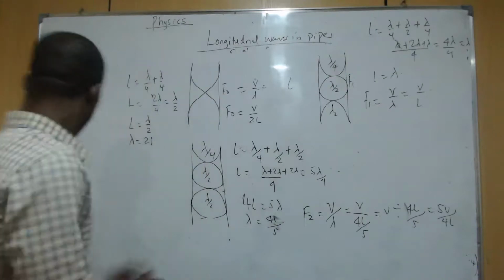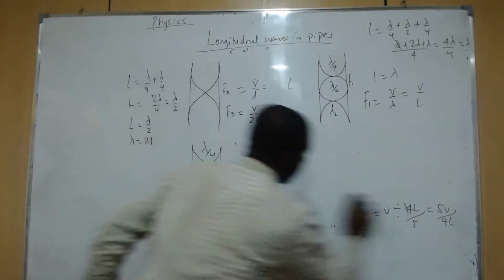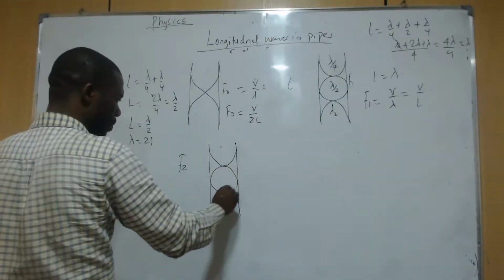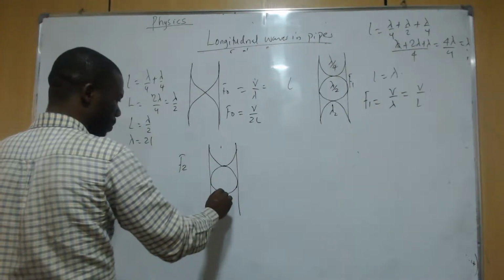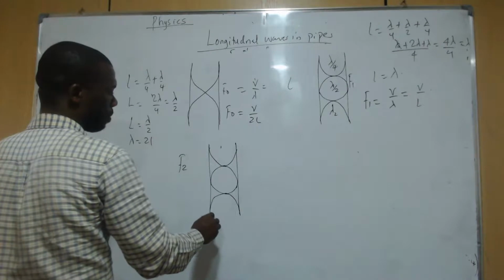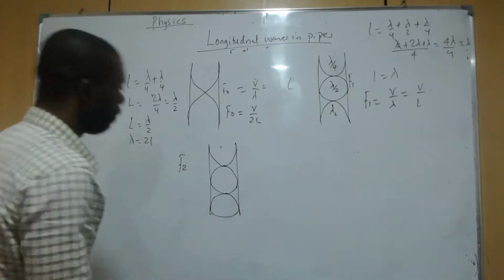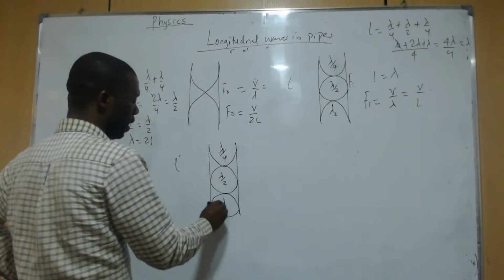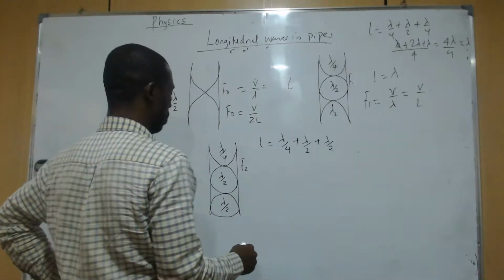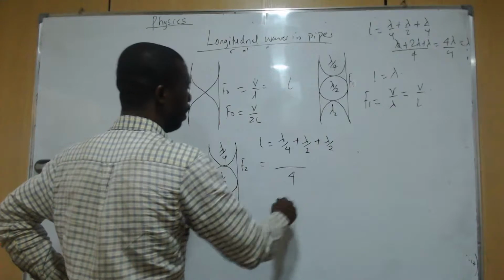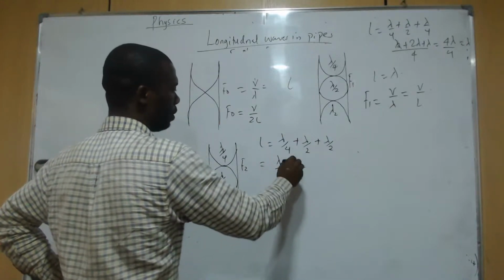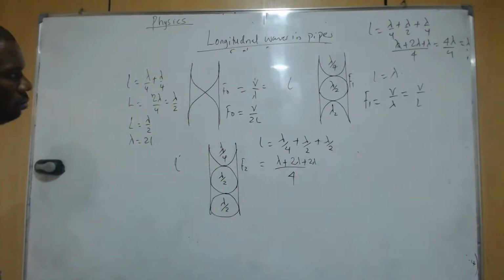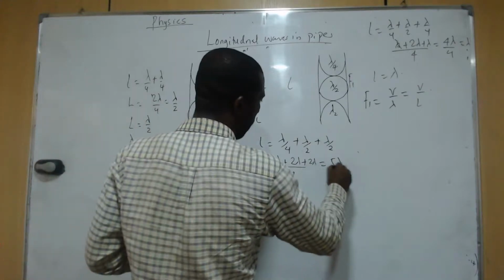No, sorry. So let's go back again and revisit our question. Now for F2, where we have L, here is lambda over 4, lambda over 2, lambda over 2. So we'll have this as lambda plus 2 lambda plus 2 lambda. So we will now have 5 lambda over 4.